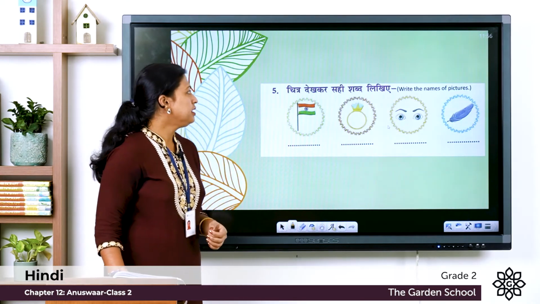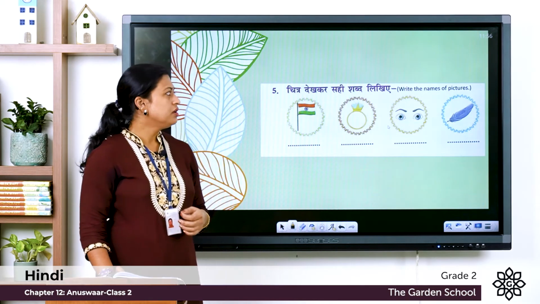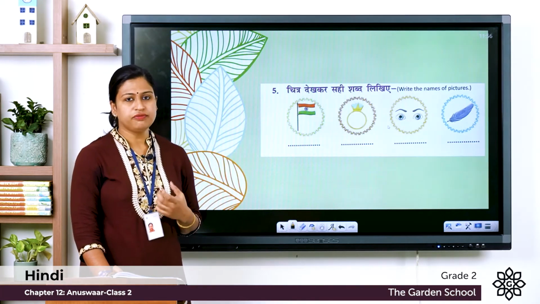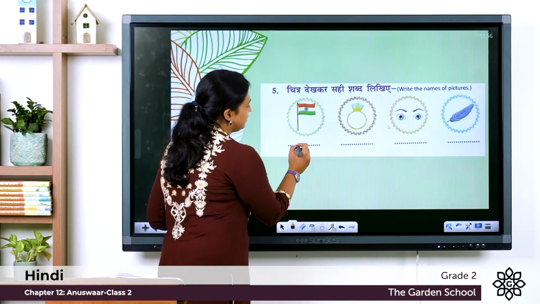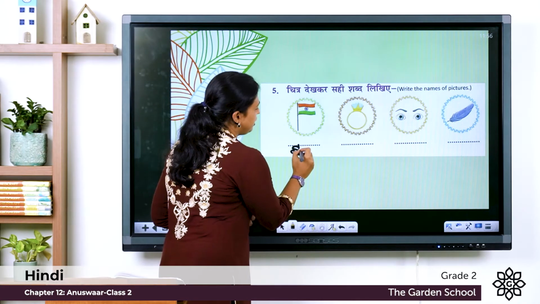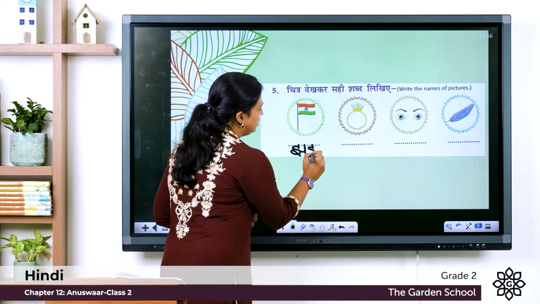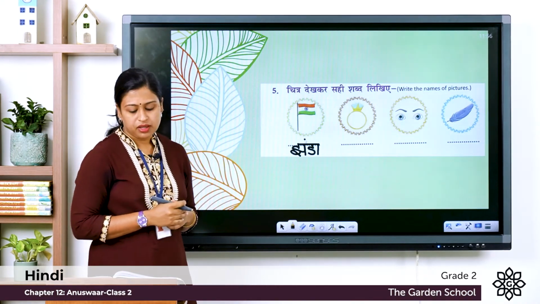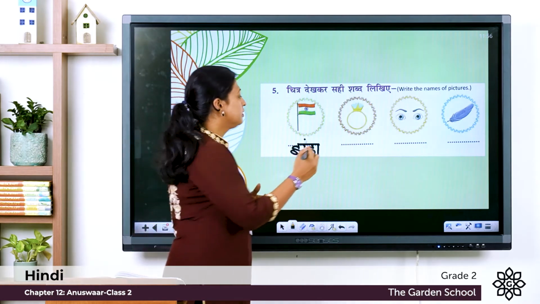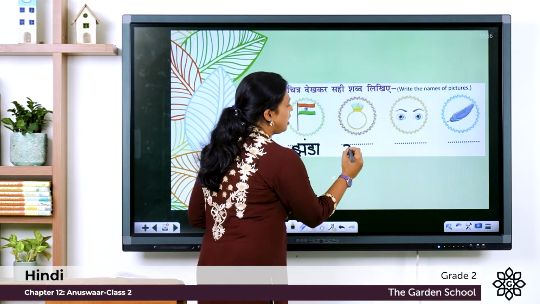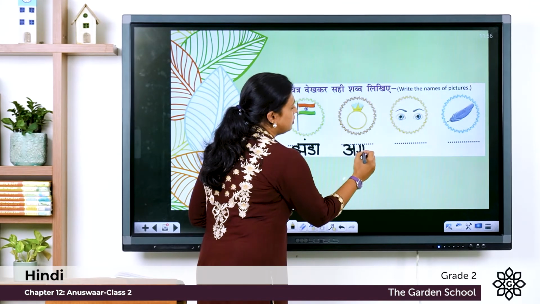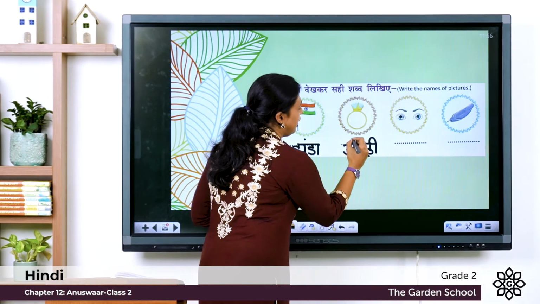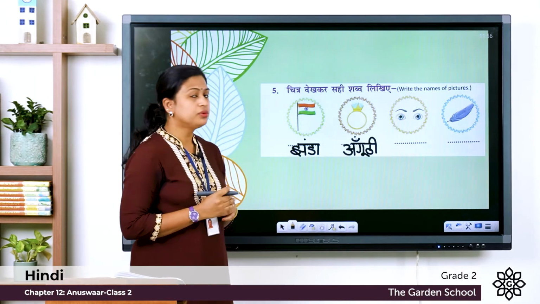प्रश्न है चित्र देखकर सही शब्द लिखिए. So you have to write the names of these given pictures. So you can see the first picture is of a jhanda. Jhanda means flag. So first you have to write Jha, Da, A symbol, and on the top Anusar symbol, Jhanda. Next one is Anghuti. Anghuti means ring. So first A, Ga, U symbol, Tha, E symbol, and Chandra Bindu, Anghuti.